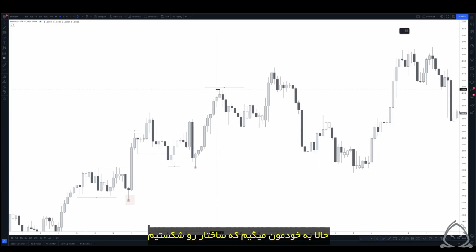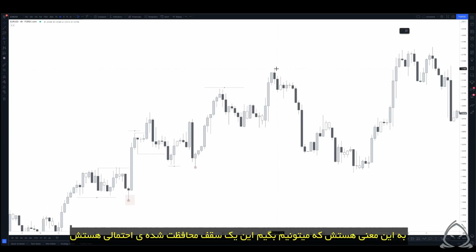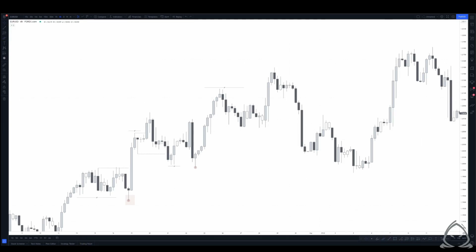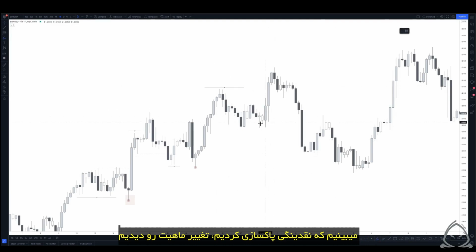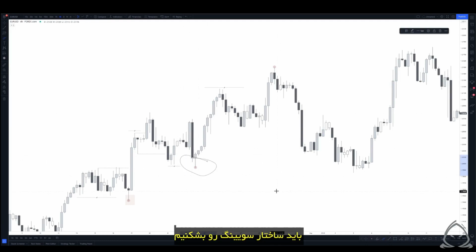Now we ask ourselves, we've broken structure, we've changed character. So what does this mean? It means that as of right now, we can start to say that this is a protected low. So what we can say is we've taken liquidity, we've seen that change of character, so we can gauge that as potentially a protected high. But we need one more thing to happen for this to be considered fully protected. We need to take out swing structure. We need to take out clear targeted lows.